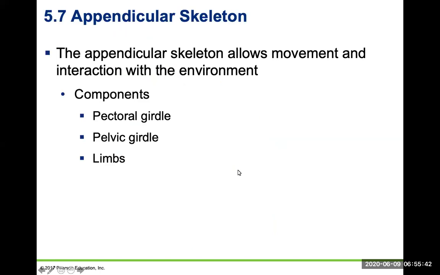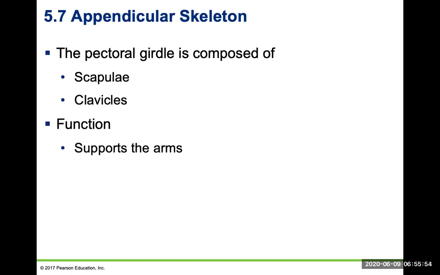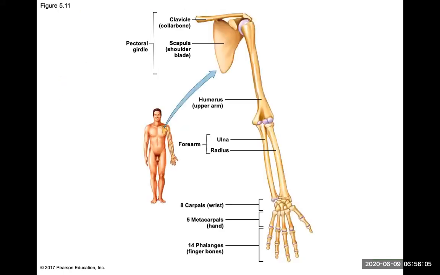The appendicular skeleton allows movement and interaction. These are the components. The pectoral girdle is what makes up the upper limb, the pelvic girdle is the lower limb, and then all your limbs. The pectoral girdle is composed of the scapula and clavicles, and the function of that is to support the arms and to connect the arms to the axial skeleton. And here's a look at the pectoral girdle made of your clavicle and scapula, and then the upper limb bones.